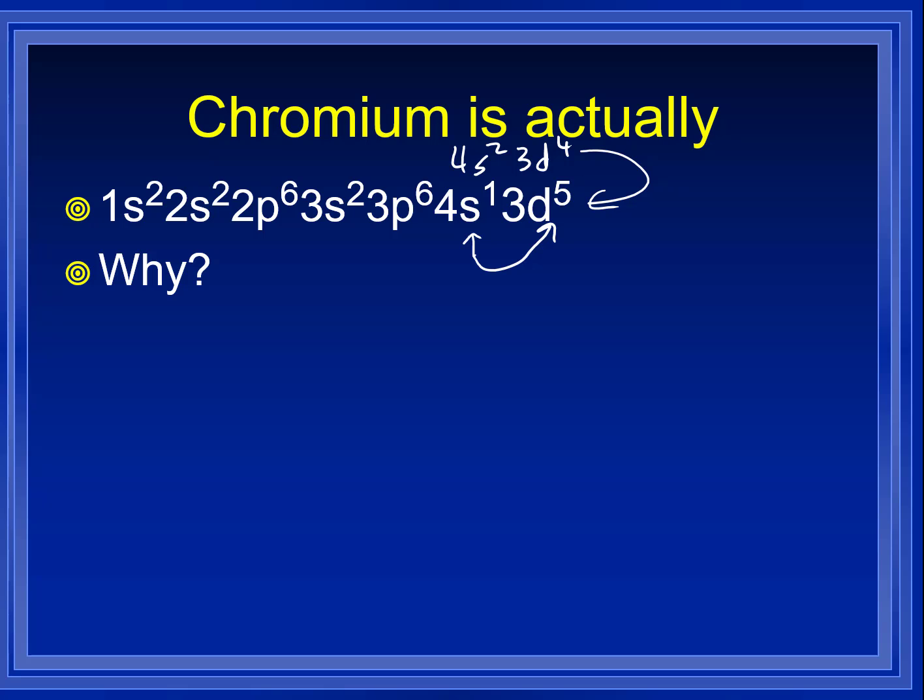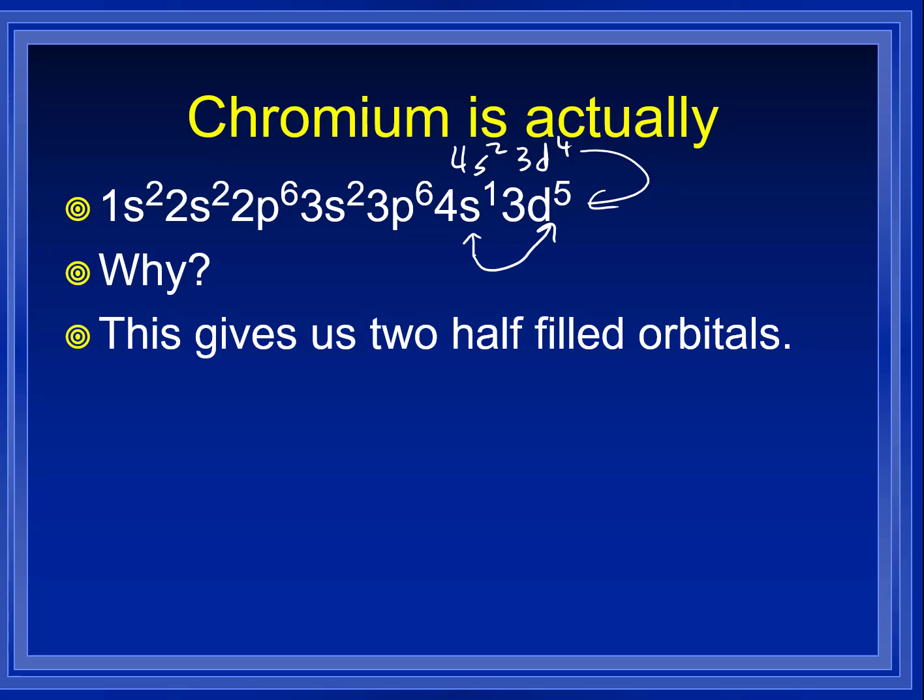Why would it do that? Well, how would you describe D5? How many electrons can D hold? D can hold 10, so D5 is half full. How would you describe S1? It holds 2 electrons, it's only got 1, so it's half full. By moving that 1 electron, I made both orbitals half full. And half full is lower energy. And lower energy is what you make and how it stays.